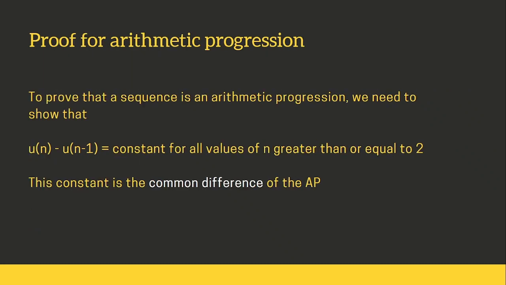Now, for the proof of arithmetic progression, it falls back on what we previously learned. So to prove that a sequence is an arithmetic progression, we need to show that un minus the term before it is constant for all values of n greater than or equal to 2. And this constant is the common difference of the arithmetic progression.